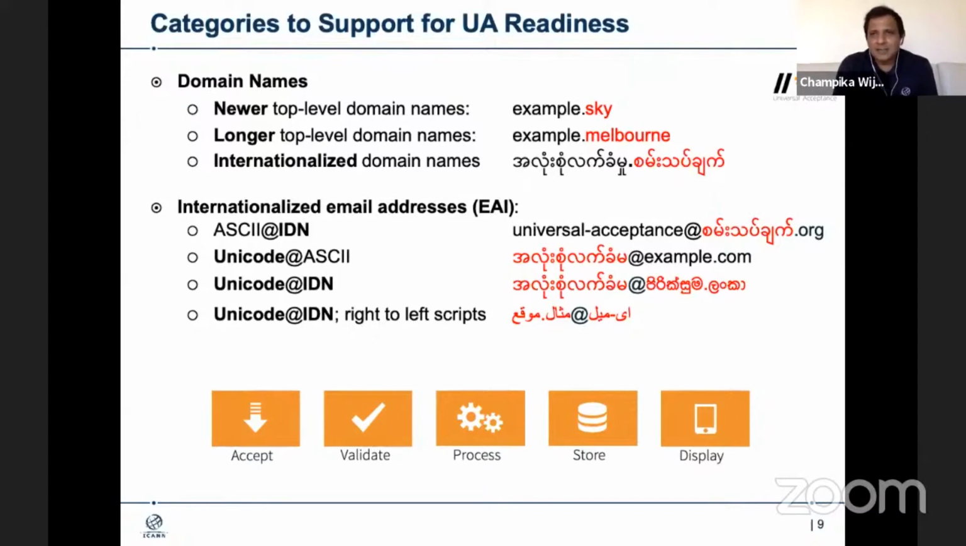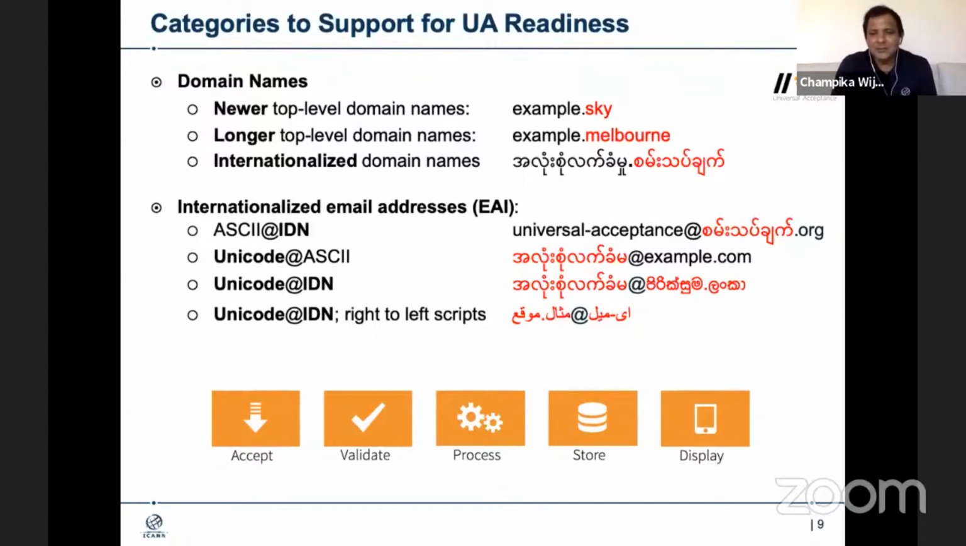So this is why we are saying universal acceptance readiness: to make sure that all the applications, it could be your databases, it could be your web applications, it could be your browsers, it could be anything, should support these changes to domains and email IDs.